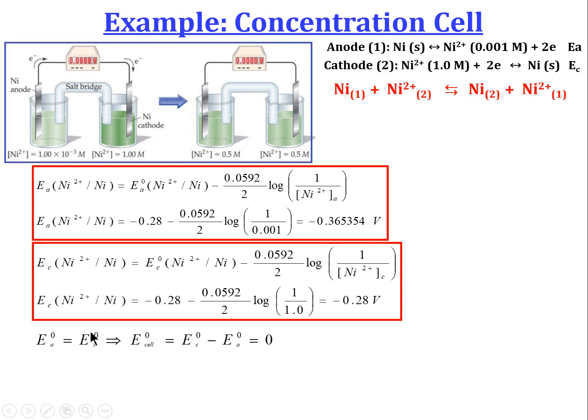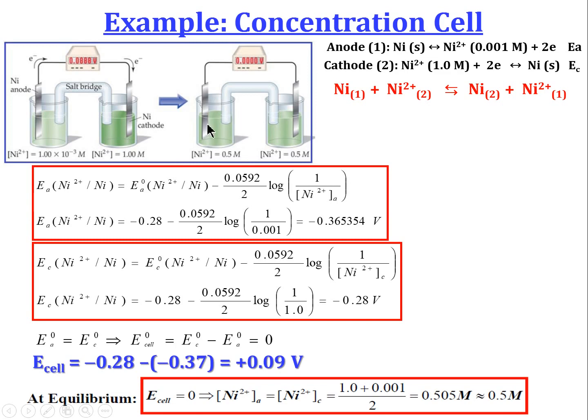E0 of the cell at the anode is equal to E0 at the cathode, so E0 of the cell is equal to 0. But E of the cell is equal to E cathode minus E anode, minus 0.28 minus minus 0.37, equal to 0.09 volt. At equilibrium, E of couple 1 is equal to E of couple 2, and since they have the same Nernst equation, that means the concentrations of Ni2+ in beaker 1 and beaker 2 should be equal. So the concentration of Ni2+ at equilibrium in the anode and the cathode is equal to 1 plus 0.01 divided by 2, so the concentration is approximately 0.5 molar.